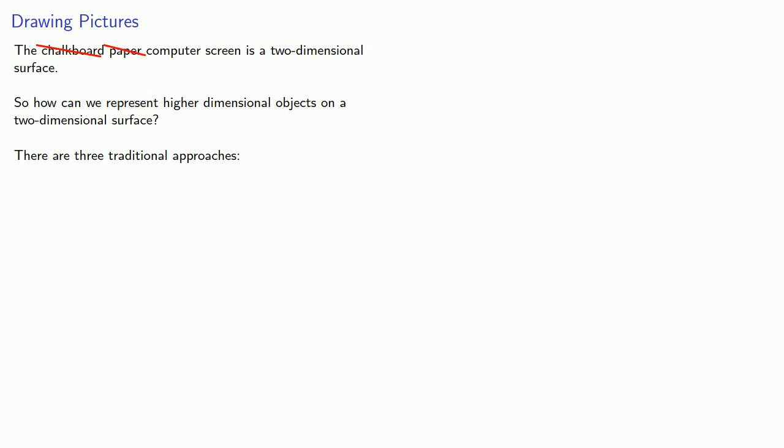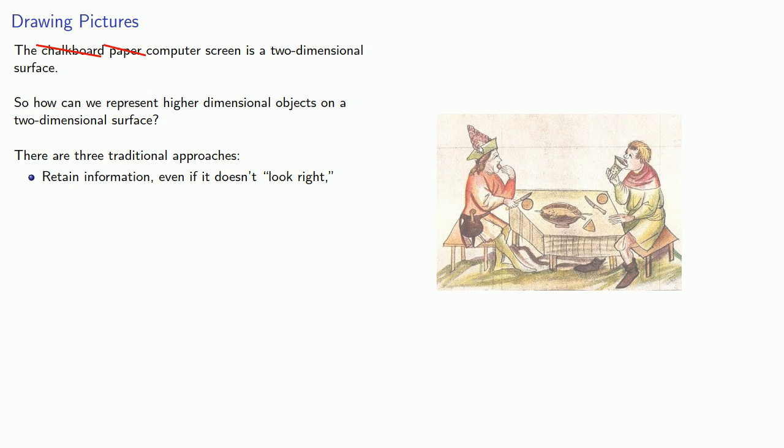First, we might retain information even if the drawing doesn't look right. We actually see this in medieval art. So pictures like this may look a little strange to us, but what's important here is the objects on the table can be seen and identified very easily.